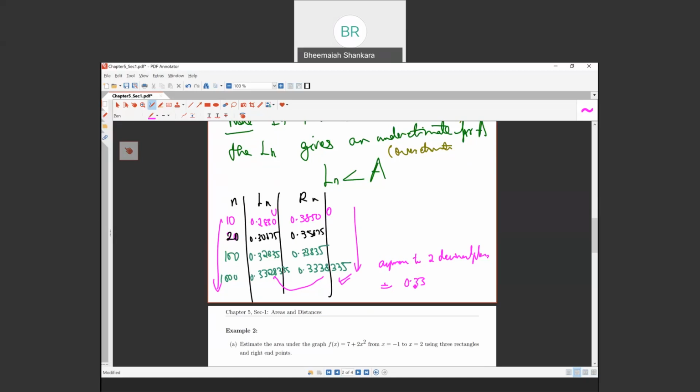So we saw two subcases, one with the overestimation and the other one with underestimation. All we are doing is calculating area under the curve by summing up the area of rectangles under the curve.